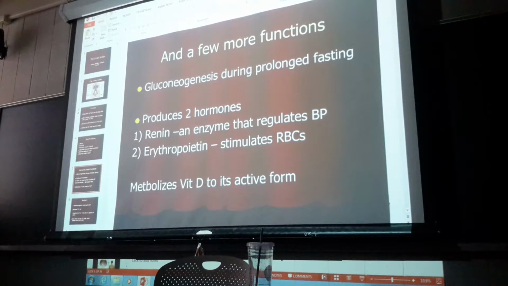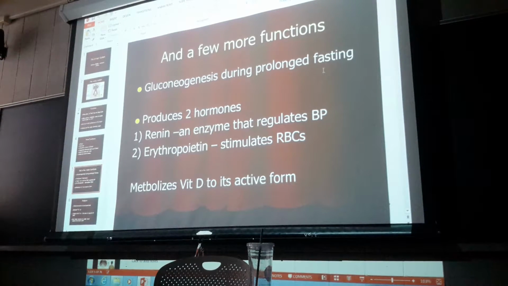A few more things. Gluconeogenesis. Genesis, in the beginning, glucose. So in the beginning, we're going to regulate new glucose. So gluconeogenesis during prolonged fasting. We'll talk about that when we get into it. If we get too low, we're going to talk to the kidneys and tell them to start helping us to do some things with glucose. So more on that later.